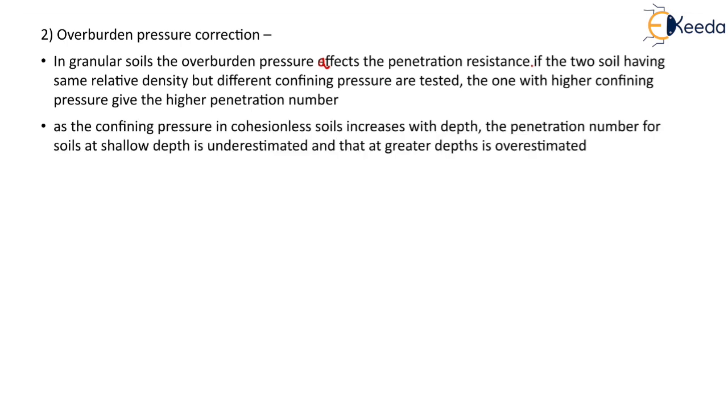As the confining pressure in cohesionless soils increases with increase in depth, then the penetration number for the soil also increases. At shallow depth, the confining pressure is low. That's why the penetration number for shallow depth is underestimated. And at greater depth, the confining pressure is greater. And that's why the penetration number is higher. Hence, at greater depth, the value of N is overestimated.